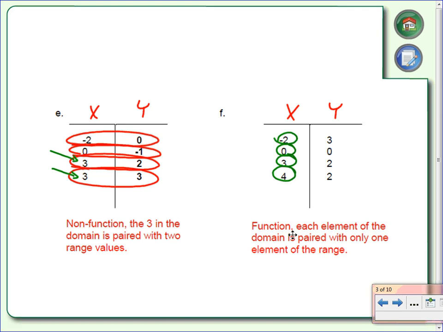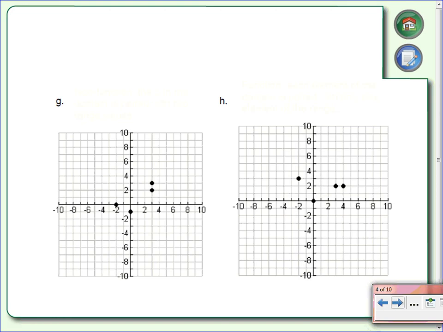Okay, we got it all written down? Still working on it? So E is not a function. F is a function. All right, I'm going to go ahead and move on here. You can get it from your neighbor.